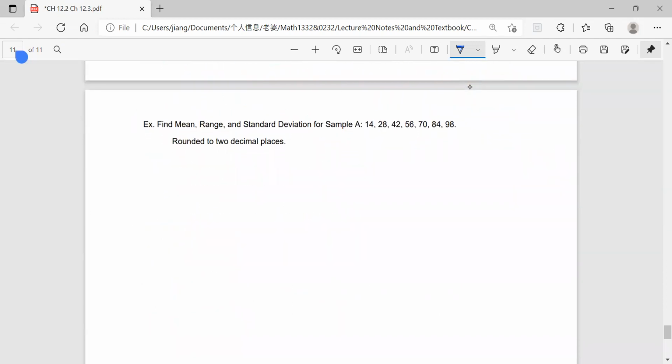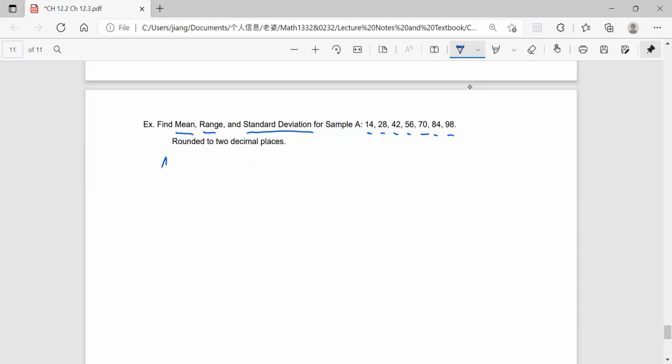Let's see the next one. Next example: find the mean, range, and the standard deviation for sample A. Sample A is 14, 28, 42, 56, 70, 84, 98. I love this data because it's from the smallest number to the biggest number, so we don't need to reorder it. If we were looking for a median, we would, but it doesn't ask about median, so never mind.